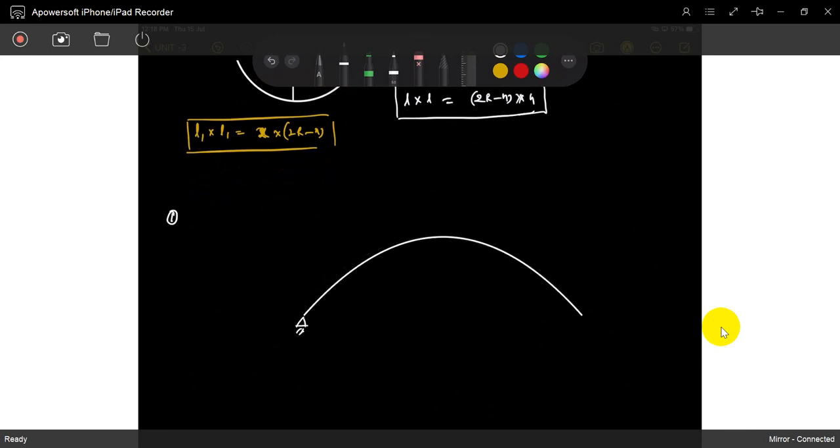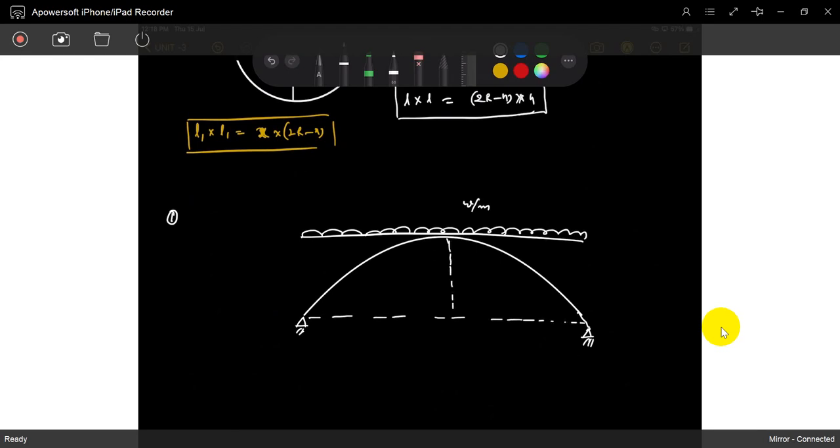I will take a parabolic arch. A uniformly distributed load of W per meter is there. The rise is h, this is L by 2, this is L by 2. Three hinged arch means we have to provide a hinge here also. So I will give a very small problem first.